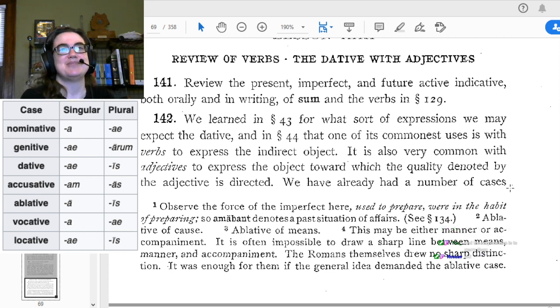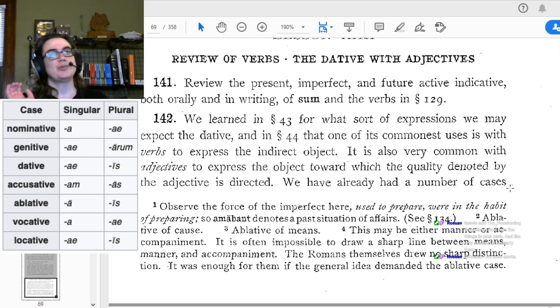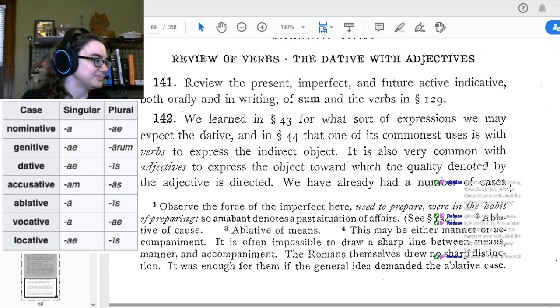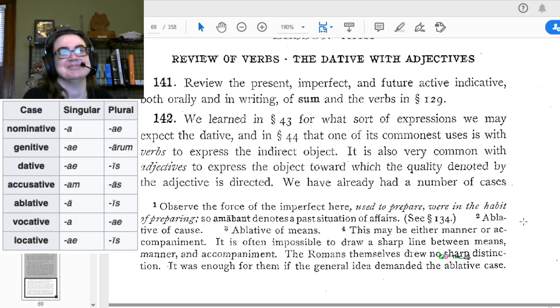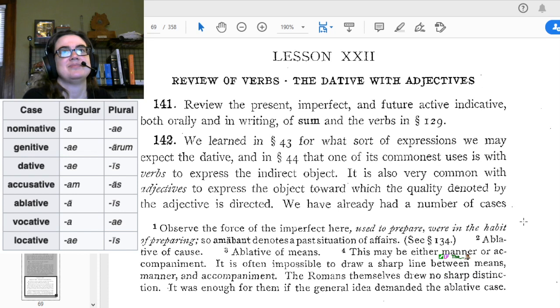All right. It is often impossible to draw a sharp line between means, manner, and accompaniment. The Romans themselves drew no sharp distinction. It was enough for them if the general idea demanded the ablative case. So whenever you're being hounded by a grammarian demanding what kind of ablative this is, just say, it's an ablative, dude. It expresses ablative stuff. Go bother the Romans. Oh, great. Now that's a permanent quote in my channel. That's good times.